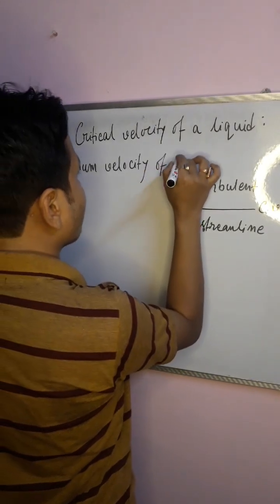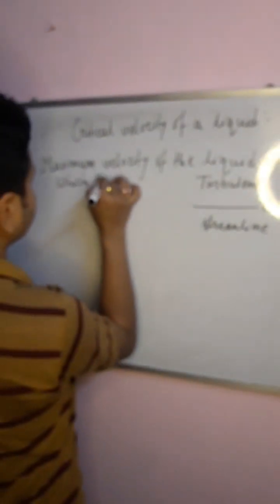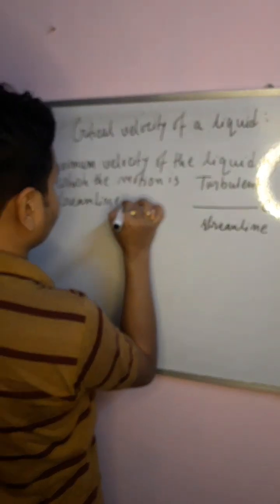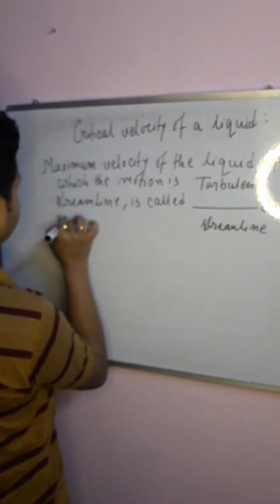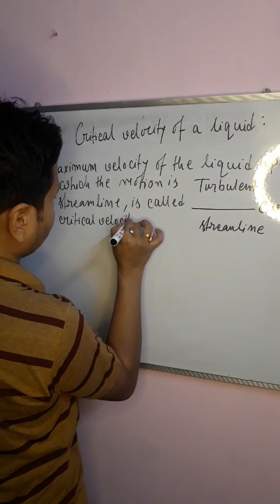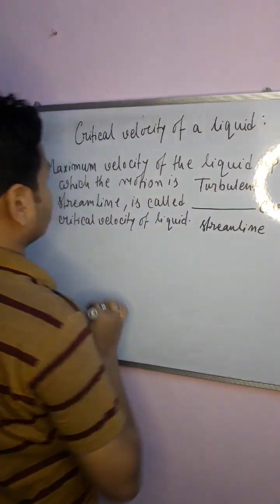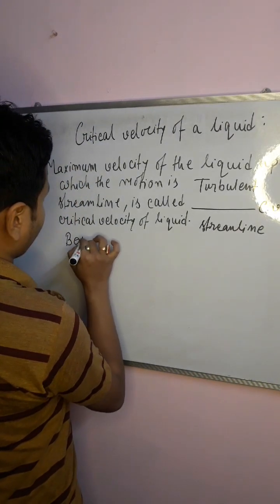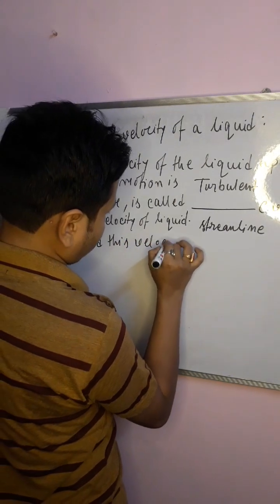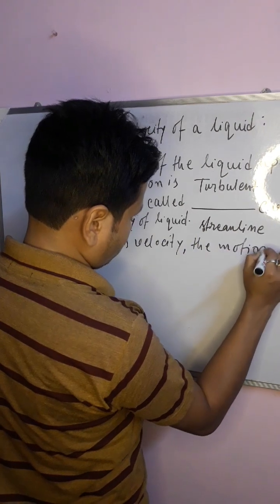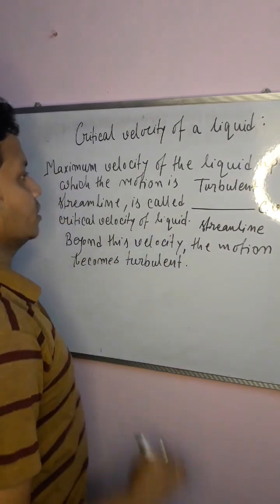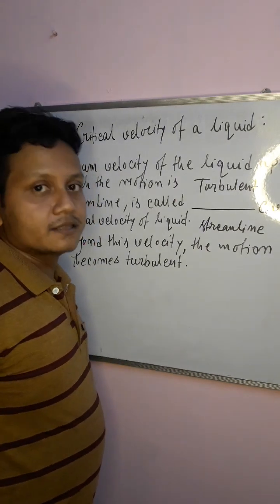So the maximum velocity of the liquid up to which the motion is streamline is called the critical velocity of the liquid, and beyond this velocity the motion becomes turbulent. So this is the definition of critical velocity.